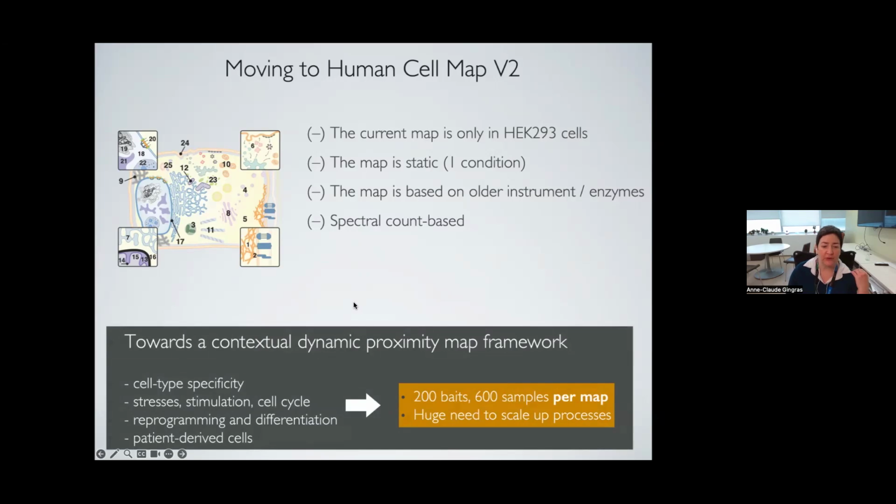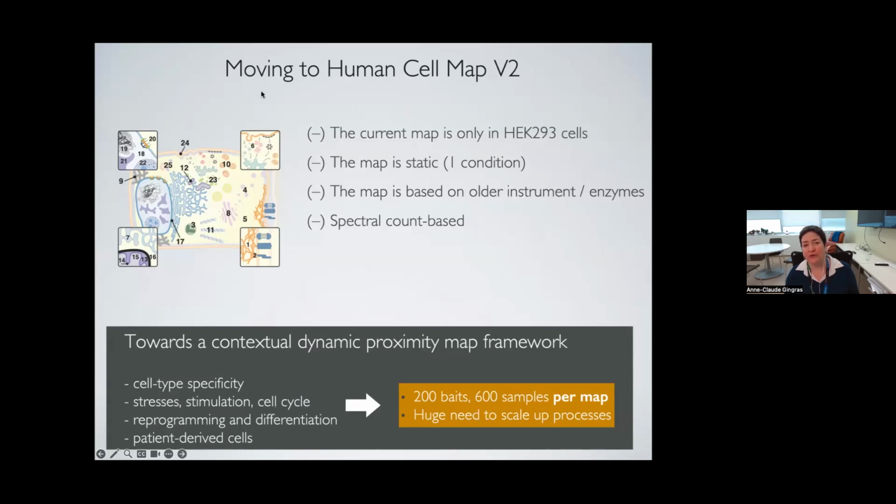So what we want to do is to really enable us to move way beyond this and generate not one cell map, but multiple cell maps. Some of them would be telling us a little bit about the cell type specificity. Some of them will tell you about short dynamics, for example, stress, stimulation, or cell cycle. Some of them might be really important to look at long time dynamics, for example, reprogramming and differentiation. And some can be a support for personalized medicine, for example, looking at patient-derived cells.